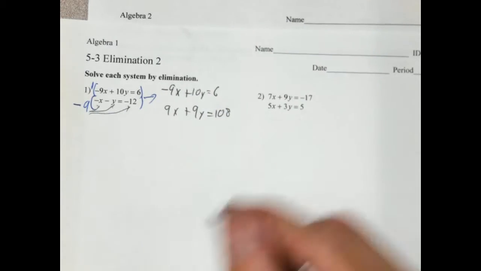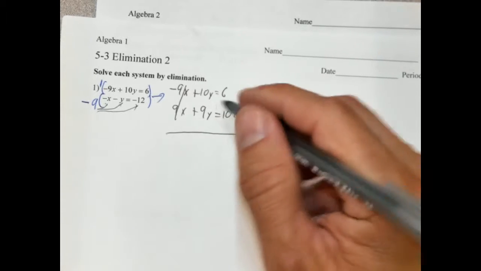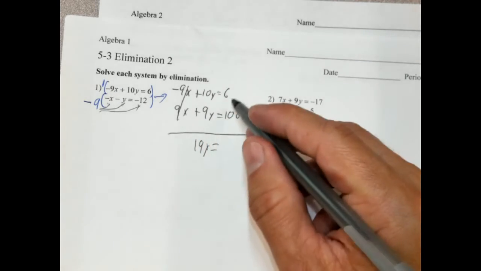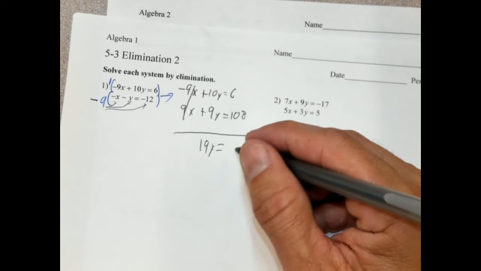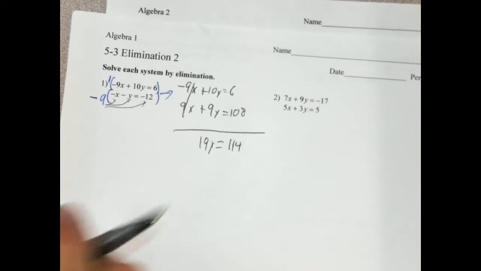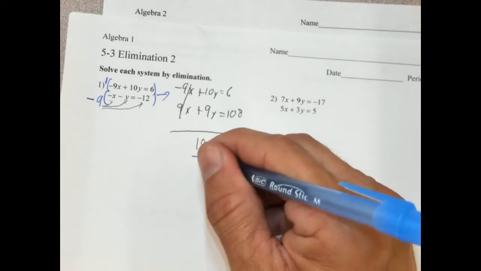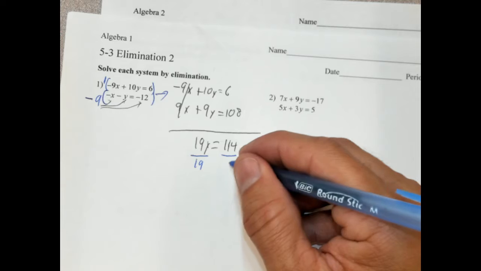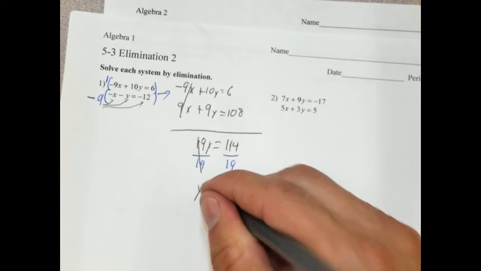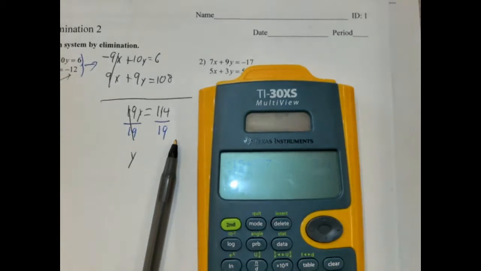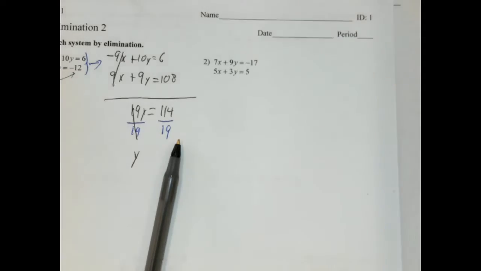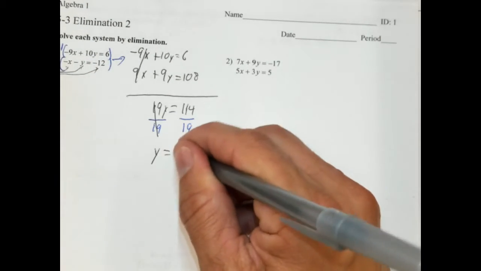All right? So we're going to cancel those. 10y plus 9y will be 19y. We're going to add 6 and 108 together, so that's going to be 114, I believe. Yeah. Now we're going to divide both sides by 19. I'm pretty sure that's 6, but let's just double check that. 114 divided by 19, that's 6. Yep, we got that. Okay. So y is equal to 6.